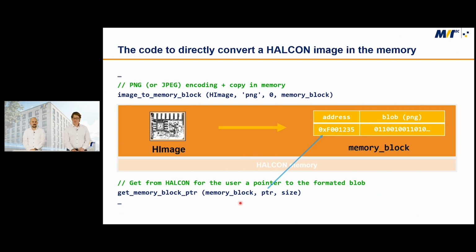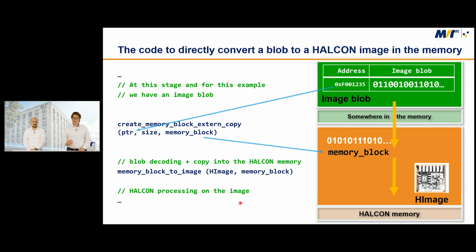The other way around, to convert an image blob to an H image, is to create a memory block from an external pointer and then convert said memory block to an H image. It is to be said that the conversion of image blobs is as of 22.11 only supported for PNG and JPEG blobs. And I give back to Mario with another exciting feature.